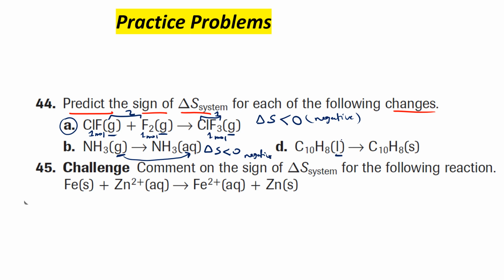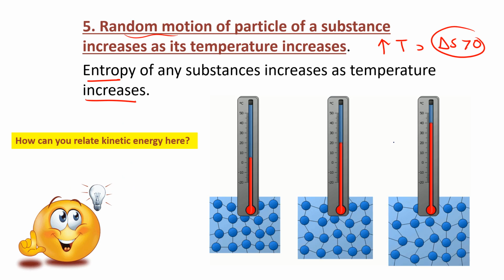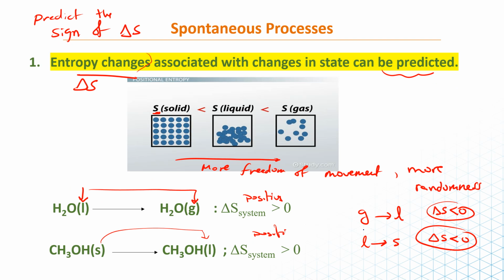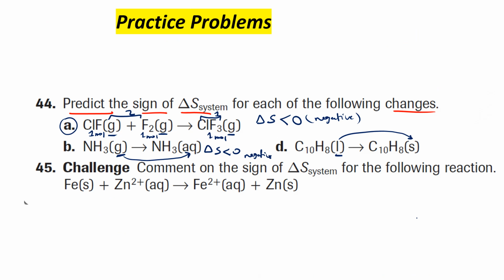What about here? Liquid becomes solid. We saw it in rule number 1. When a liquid becomes a solid, the delta S becomes negative, guys, right? So the delta S is negative because the movement becomes restricted.